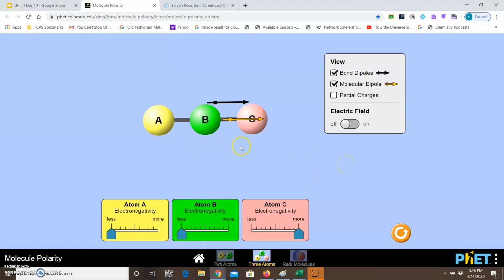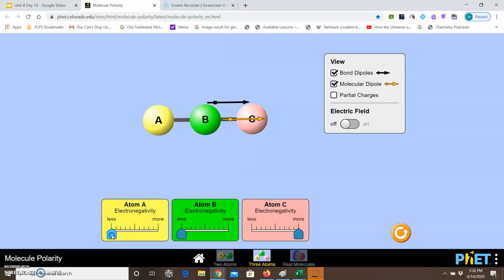All right, let's go ahead now and make atom A as electronegative as atom C. We're going to do that gradually. We're going to gradually increase the electronegativity of atom A. What do you think is going to happen to, one, the bond dipole, the black arrow? Will we get a bond dipole here? And what do you think is going to happen to the molecular dipole? Will it change or stay the same? All right, let's go ahead and check that out.